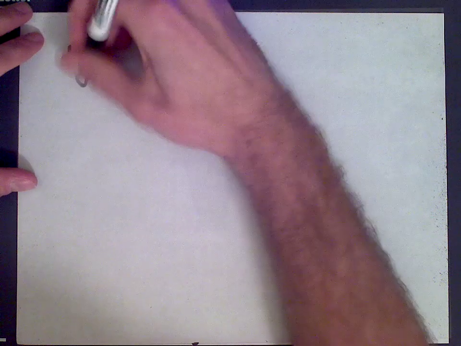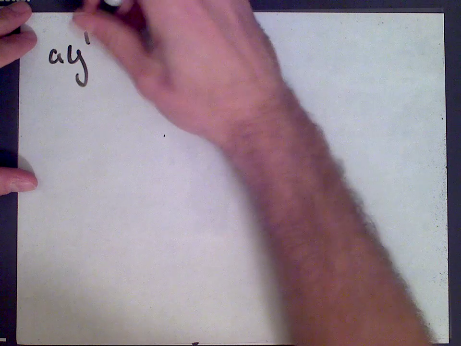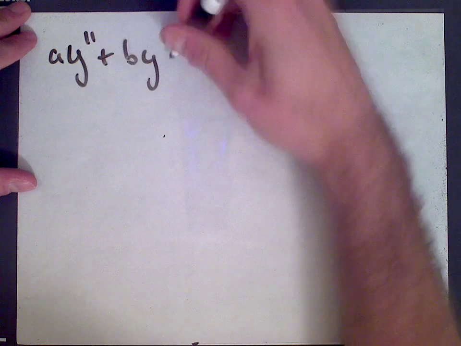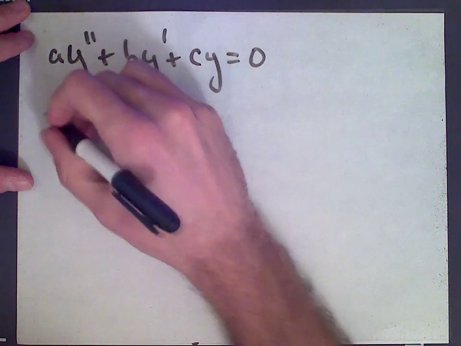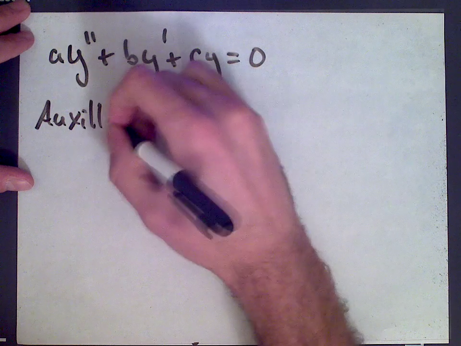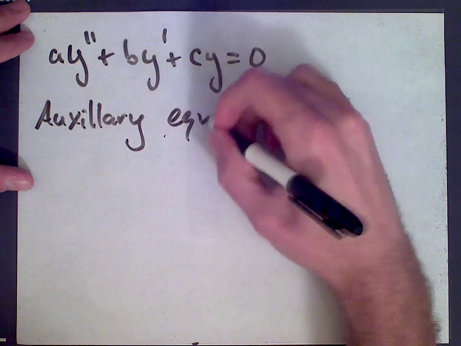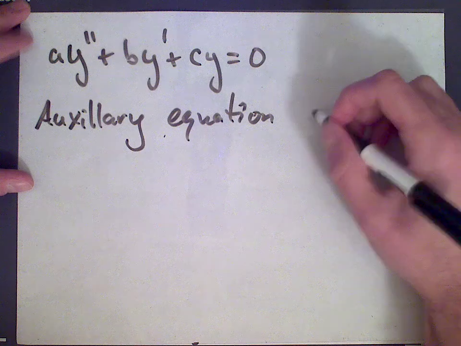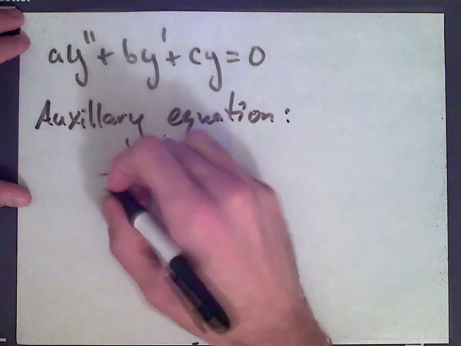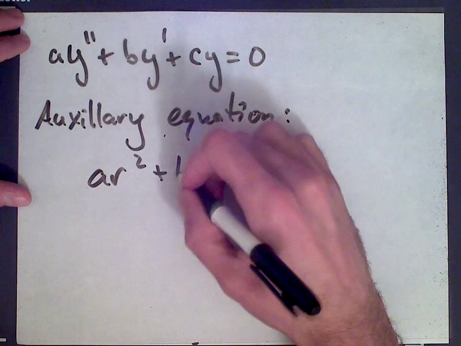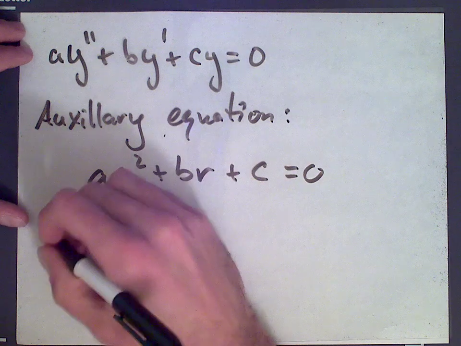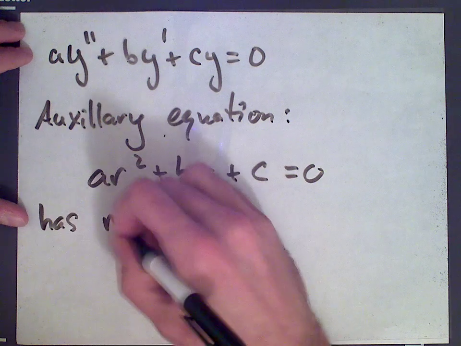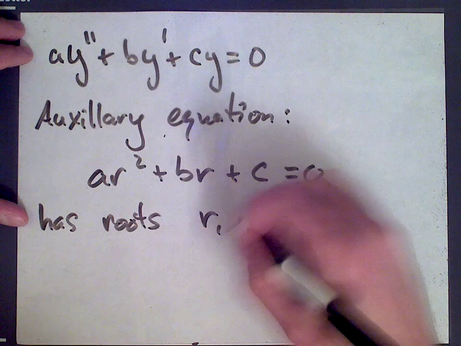We have a differential equation, a times y double prime plus b times y prime plus cy is 0. And the auxiliary equation has roots. So the auxiliary equation is a times r squared plus br plus c is 0. And suppose this has roots r1 equals r2.